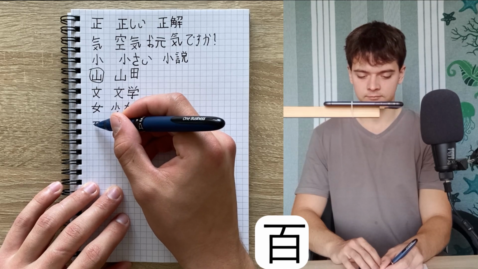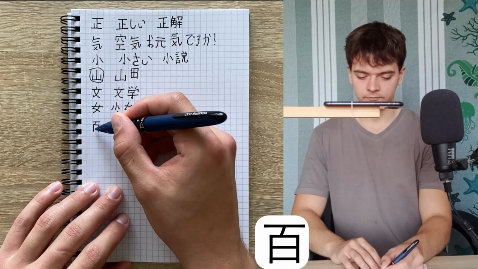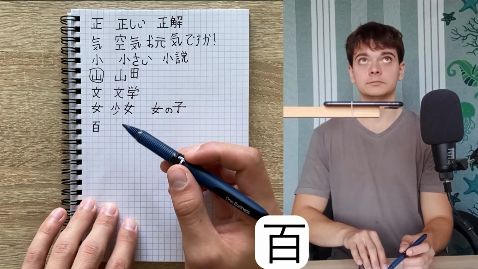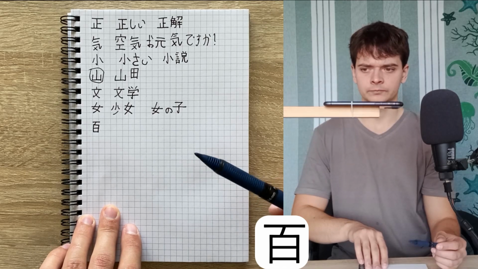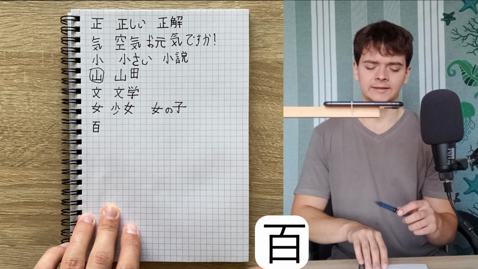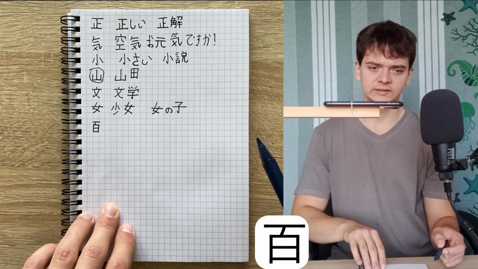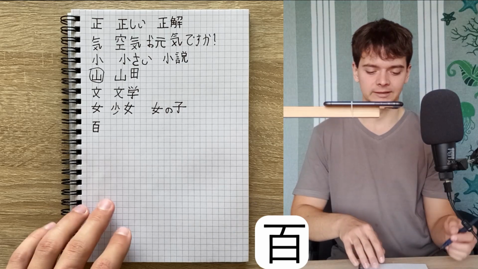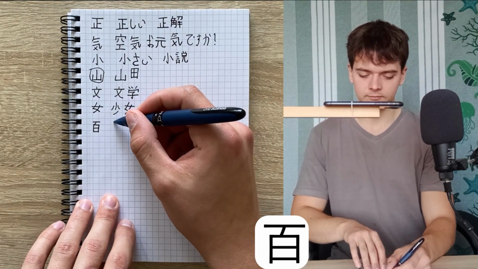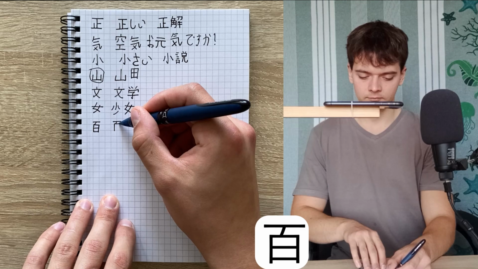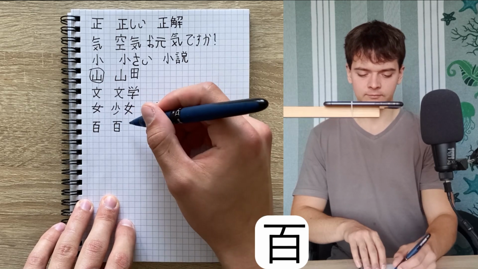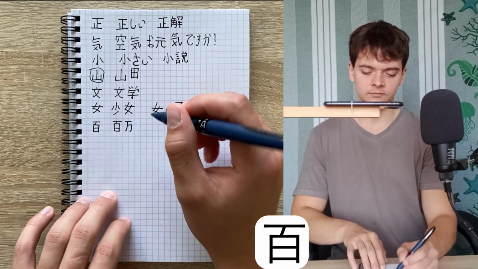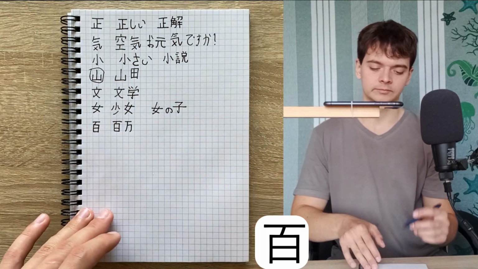Hyaku. Hyaku means 100. So, for example, in the title, Hyakuman no inochi no ue ni ore wa tatteiru. I'm standing on a million lives because hyakuman, which uses this hyaku, means million. Hyakuman, million.